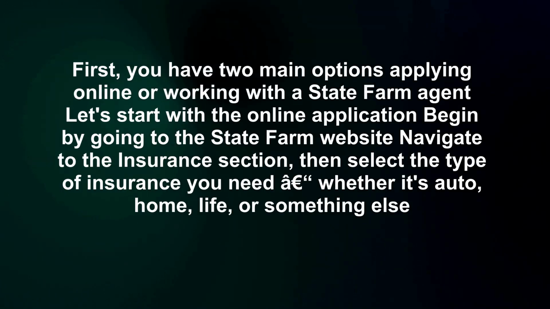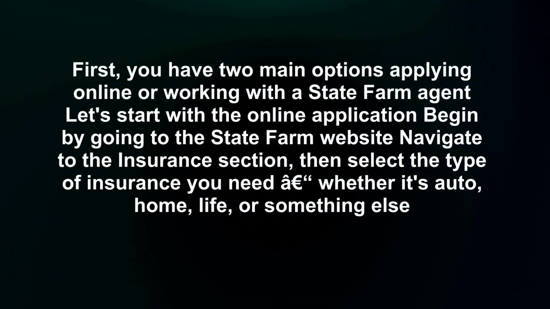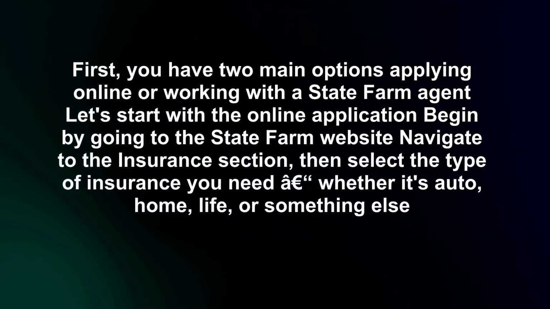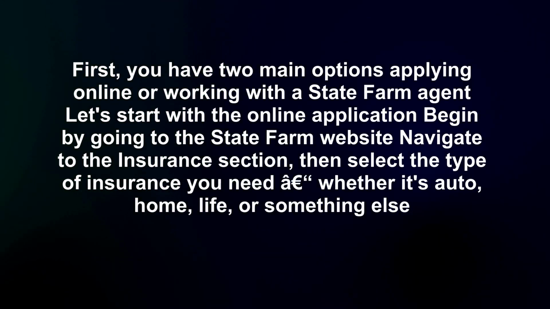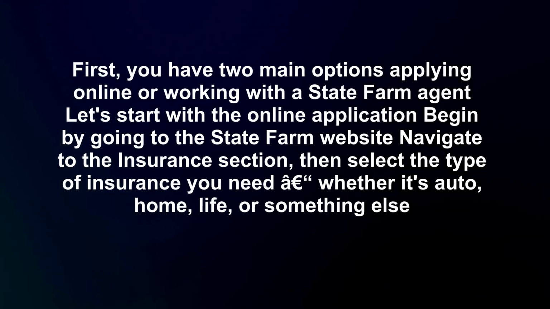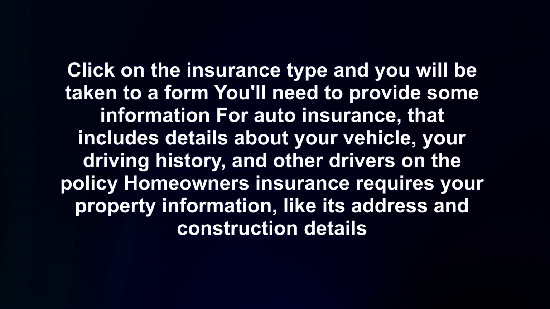Begin by going to the State Farm website, navigate to the insurance section. Then select the type of insurance you need, whether it's auto, home, life, or something else. Click on the insurance type and you will be taken to a form.